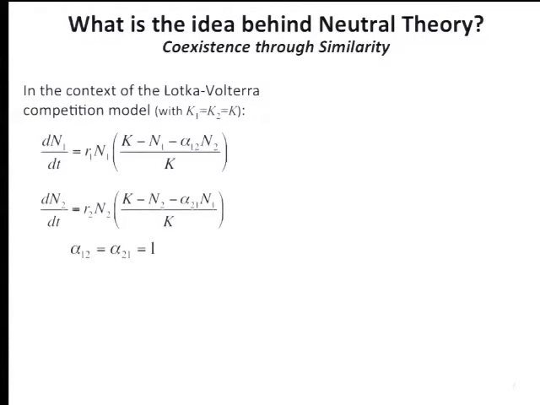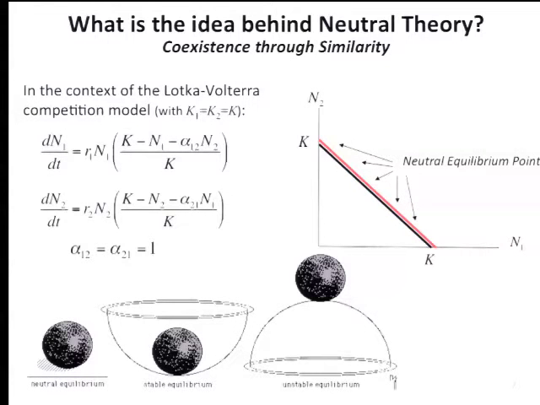Okay, so with that in mind, let me highlight the idea behind neutral theory in contrast to this picture of niche theory. So neutral theory, remember, is about coexistence through similarity. And in the context of the Lotka-Volterra competition model, the simplest way to think about that is when the carrying capacities are equal and these alpha coefficients are equal to 1. So essentially, individuals of different species are entirely interchangeable. They're using the same set of resources. And in this case, the zero growth isoclines end up completely overlapping, and there are equilibrium points all along here.